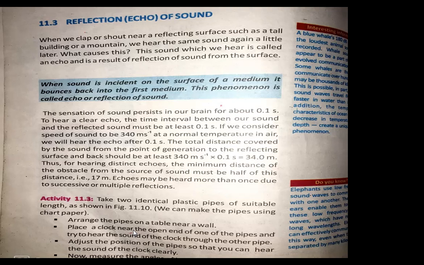So 11.3 is the example of how we can easily understand the topic. For example, here it says arrange the pipes on the table near a wall. Place the clock near the open end of one of the pipes and try to hear the sound of the clock through the other pipe. Adjust the position of the pipe so that you can hear the sound of the clock clearly. Now measure the angle of incidence and reflection.